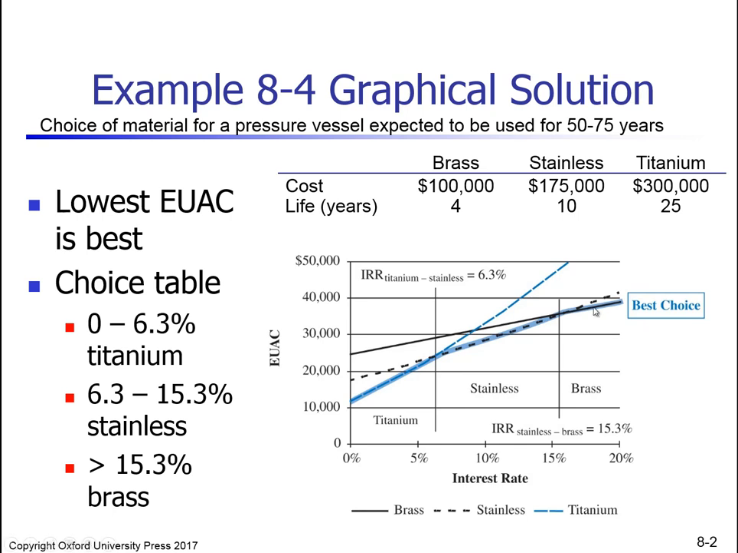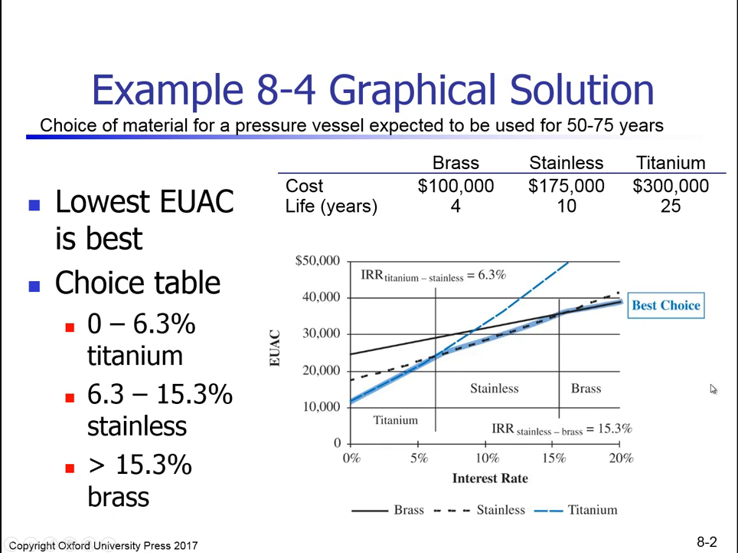And so what we see here is if we sweep the percentages, all we're doing is just going and projecting $100,000 over 4 years at various interest rates for brass. And brass, as you can see, is the solid black line here. And so this is the EUAC for brass. And then we did the same thing for stainless. This is projecting $175,000 over 10 years. And so if you look at different interest rates, that's this dashed line coming across here. And then titanium is the dashed blue line, and so that is $300,000 projected over 25 years.